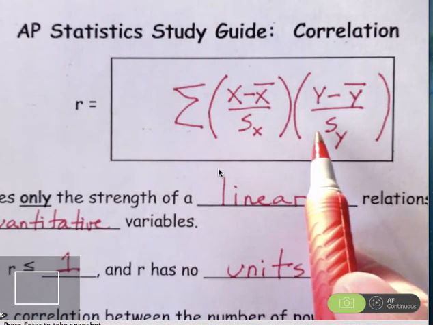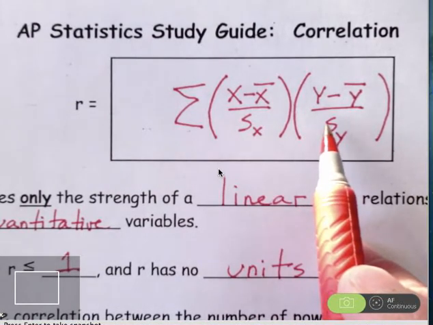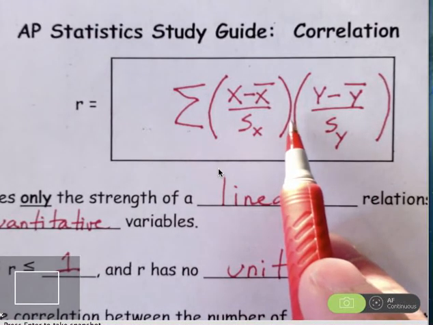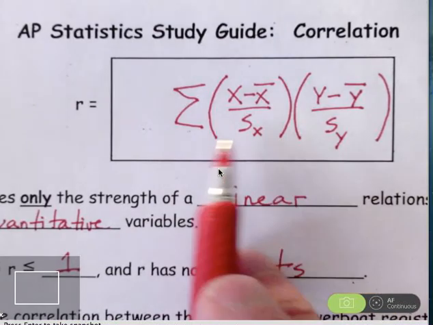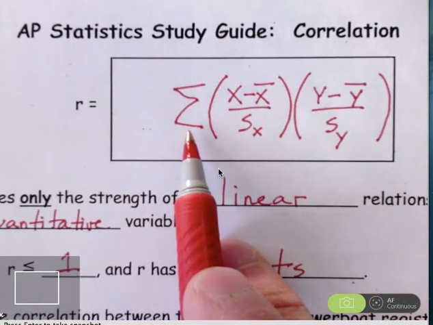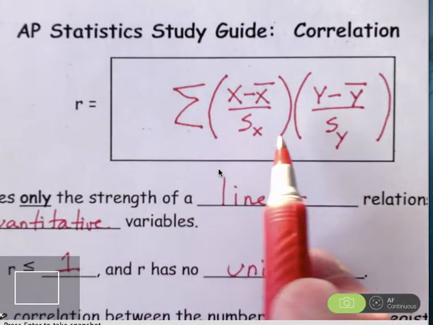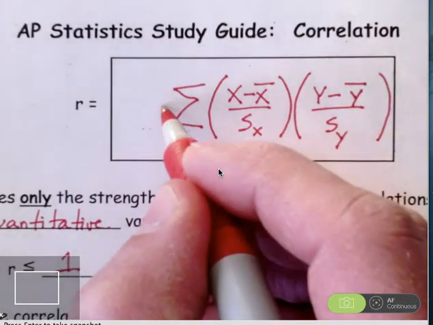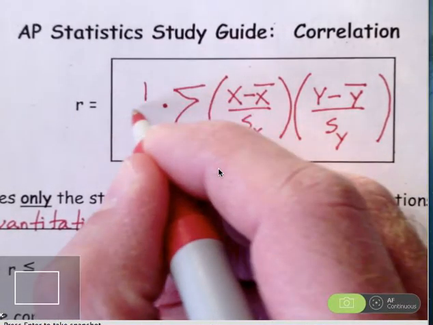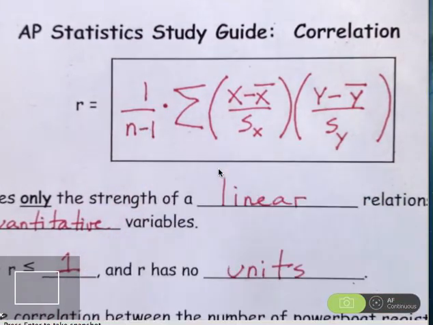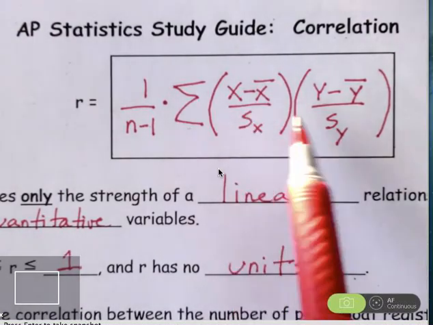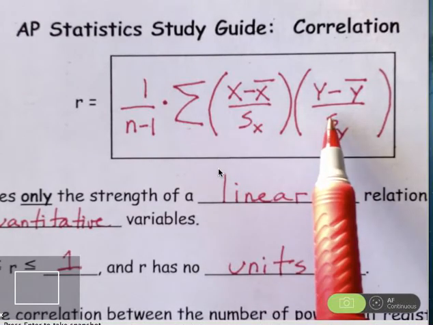So every ordered pair has an x and a y value. So every ordered pair has a z-score for x, a z-score for y, and they are multiplied together. So this is done for all of the ordered pairs. They are added up, and then we take their average. But instead of dividing by n, because we're using standard deviations, we have to divide by n minus 1. So traditionally, we write that instead of division, we think of it as multiplying by 1 over the quantity n minus 1. That's the formula for correlation. So the reason why R has no units is, in fact, we are using z-scores to calculate the correlation, and these don't have units either.